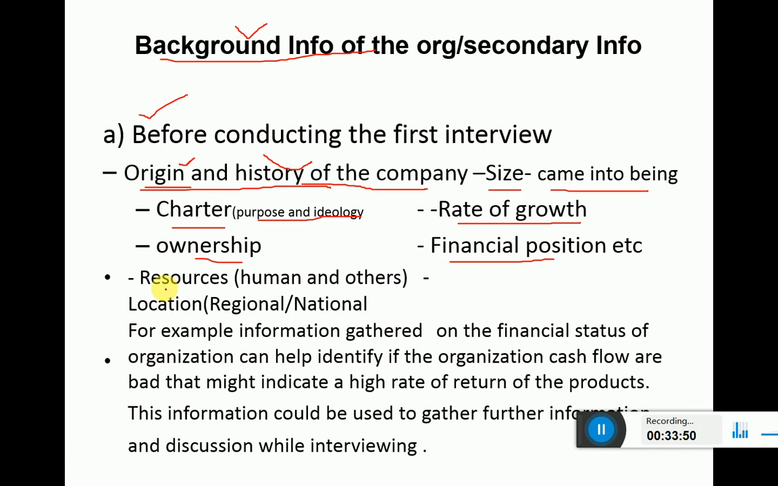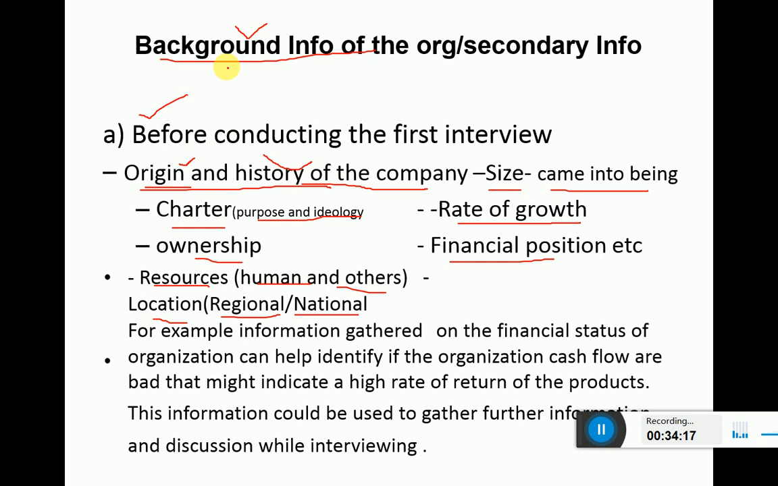resources and other resources like for example the machinery, the assets, the location of the company. Does the company perform regionally, locally, nationally, or for example at international level? Simply, is the organization's scope or quota high? All these are the basic information relevant to the background of the organization, and they are very necessary.